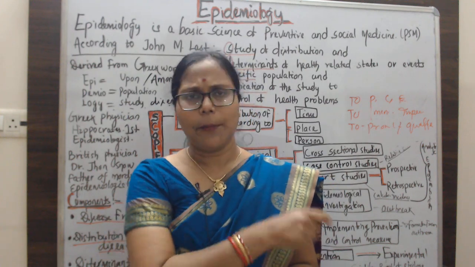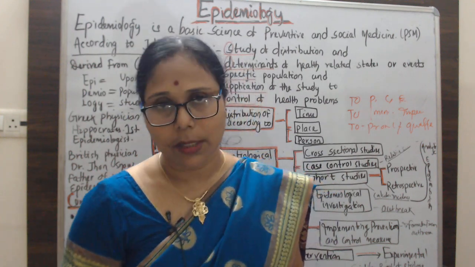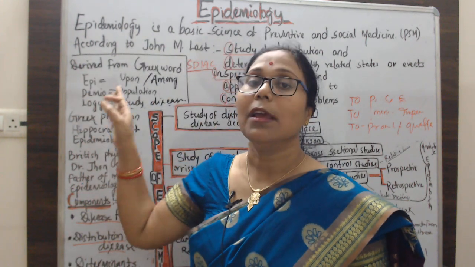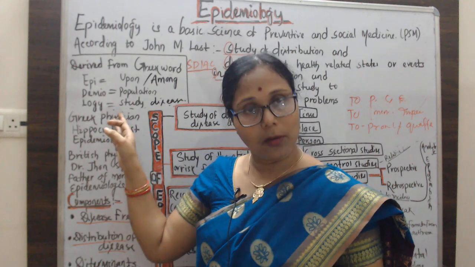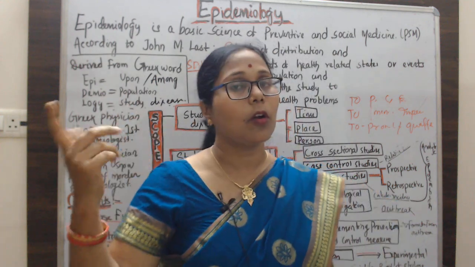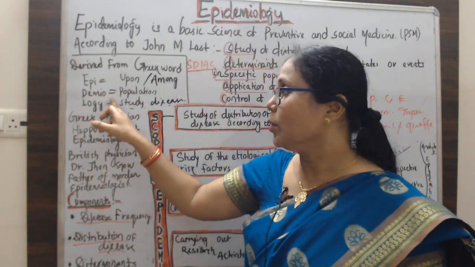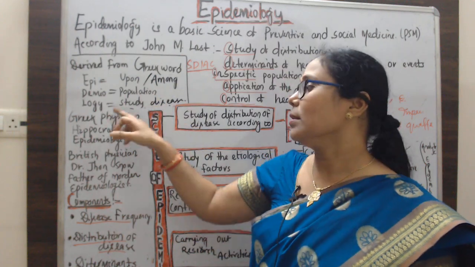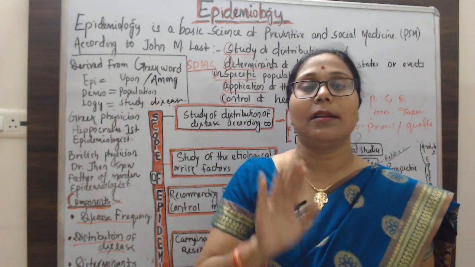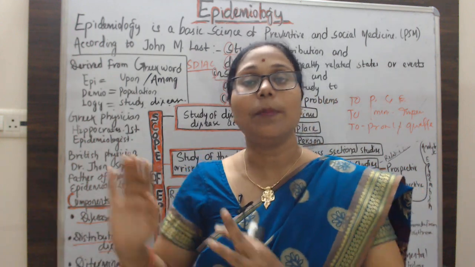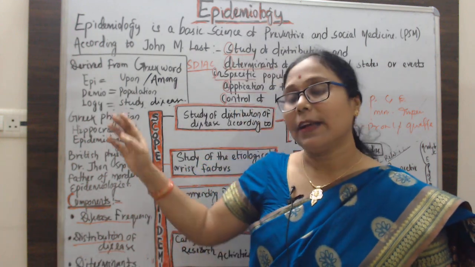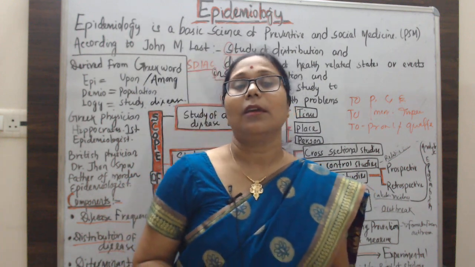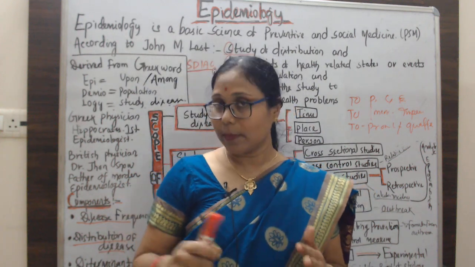The word epidemiology is derived from Greek. In Greek, it consists of three parts: epi, demio, and logy. Epi means among or upon, demio means the population, and logy, as you know, means study. So in one sentence, it is the study of disease among populations. The Greek physician Hippocrates, who is also the father of medicine, is considered the first epidemiologist.